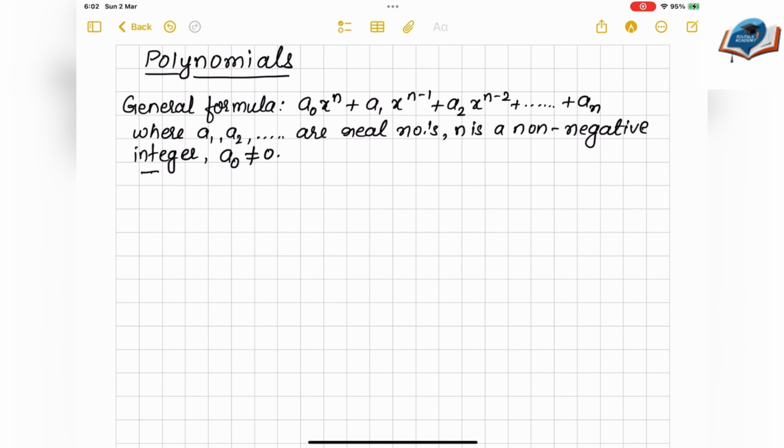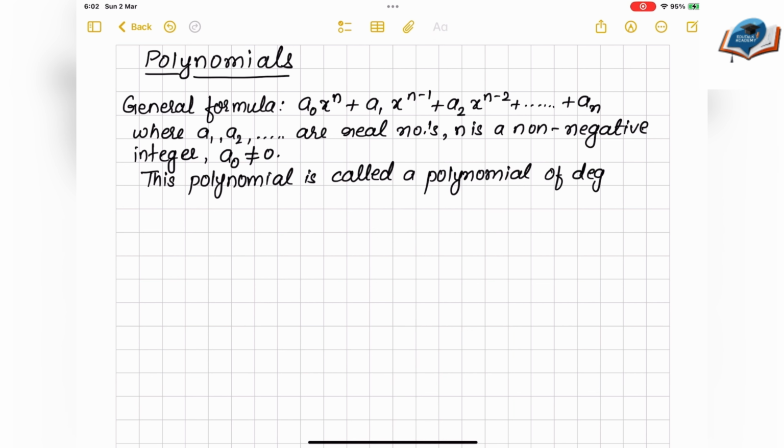This polynomial is called a polynomial of degree n. It is represented by p of x or any of the letters. It can be f of x, r of x, anything.